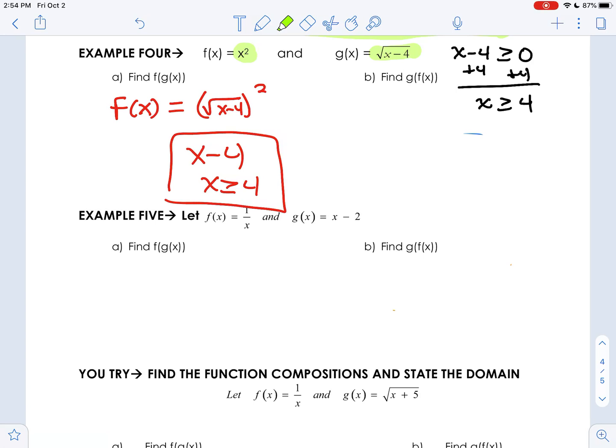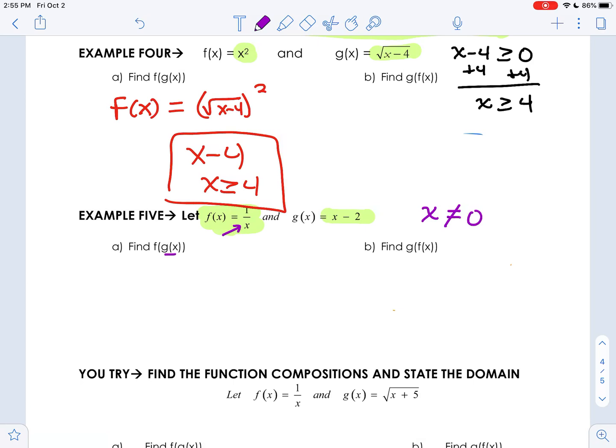It says let f of x be 1 over x, and g of x is x minus 2. So x minus 2, there's no restrictions because you can take any number and subtract 2, and it won't be an undefined expression. But 1 over x, you gotta make sure that denominator is not 0, because 1 divided by 0, anything divided by 0, is undefined. So we need to make sure that x is not equal to 0 in this situation. Okay, so that's going to be part of our domain. Sometimes it's easier to list the number it can't be rather than what it can be.